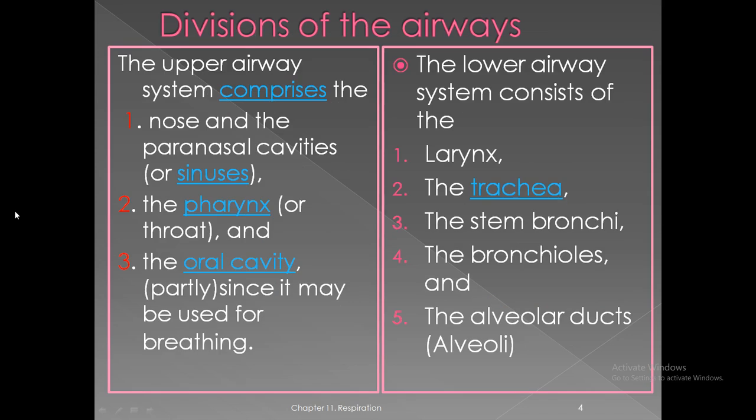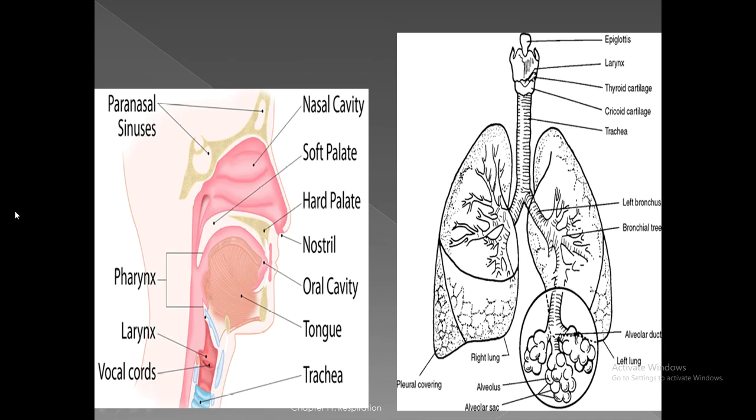Okay, the division of the airways. There are two divisions of the respiratory tract, or the breathing pathway. One is the upper airway system and the other one is the lower airway system. The upper airway system consists of the nose, the oral cavity and the pharynx, and the lower airway system consists of the larynx, trachea, bronchi, bronchioles and the alveoli.